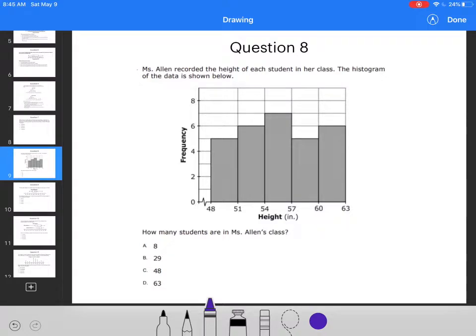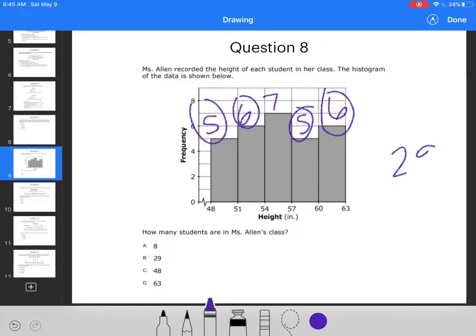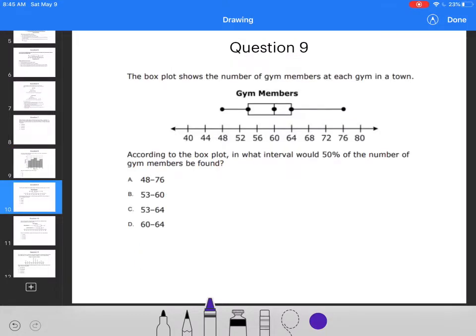Miss Allen recorded the height of each student on a histogram. How many students are in Miss Allen's class? Well, that's 5, 6, 7, 5. So then I add up all the heights. So that's 10, 22. 22 plus 7 is going to be 29. So 29 students.